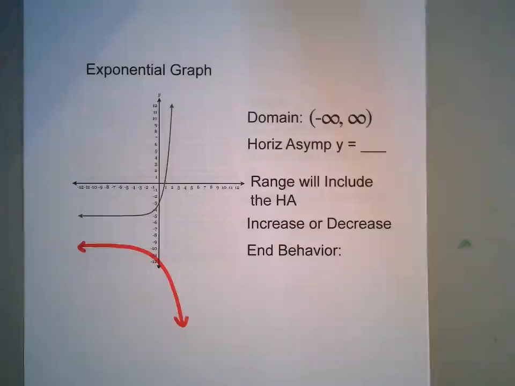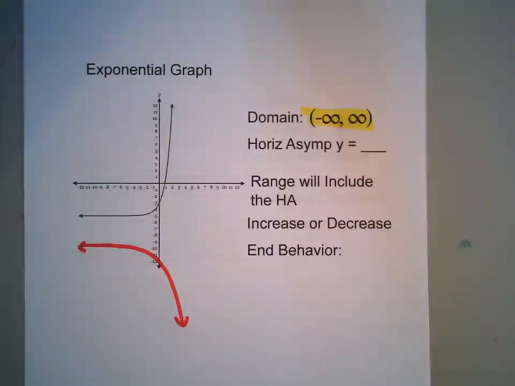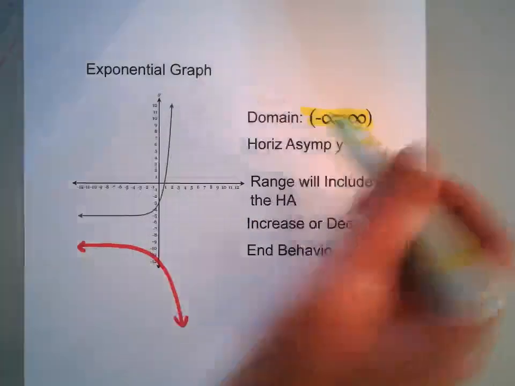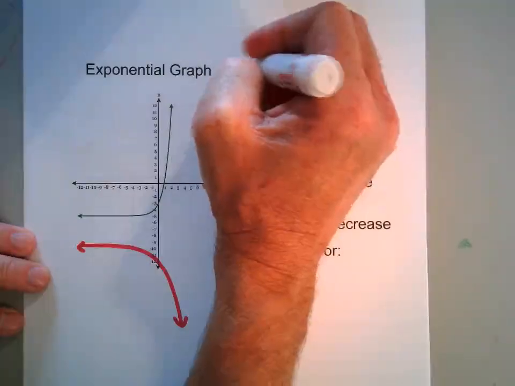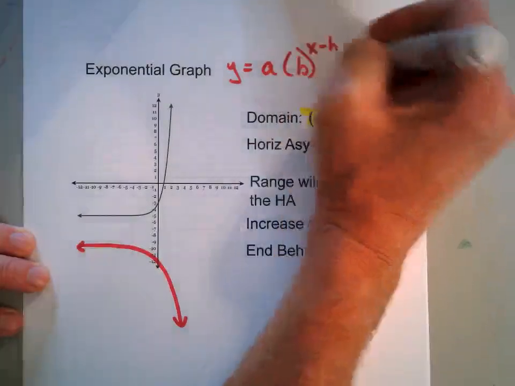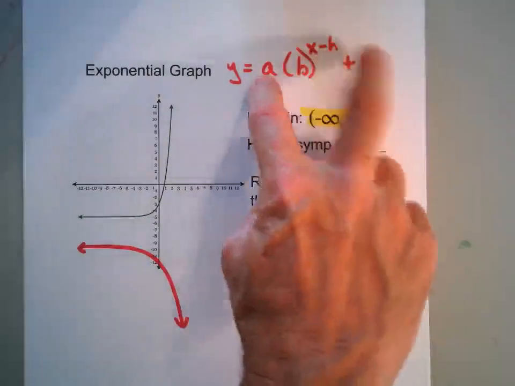One thing you'll notice about an exponential graph is that its domain is always going to be negative infinity to positive infinity. So when you get to the Delta Math, and that's one of the answer choices, like, hey, what is the domain of this graph? The negative infinity to positive infinity will always be the answer to an exponential graph. Now, I'm going to write down the basic function: y equals a b^(x minus h) plus k. And so you should be familiar with the a, h, and k.